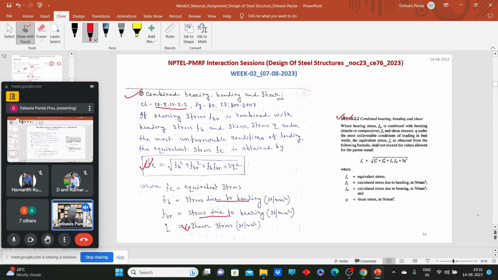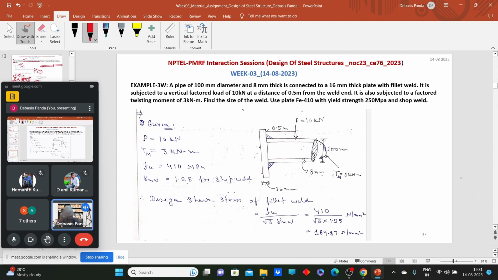Let's quickly solve one example, like what I said, this pipe example. Here a pipe of 100 mm diameter and 8 mm thick, connected to a 16 mm thick plate with fillet weld. So this is the 16 mm thick plate with fillet weld. Fillet weld is done on the circumference. When we see from this side, we can see that the circumference is welded like this. I will show you the picture.